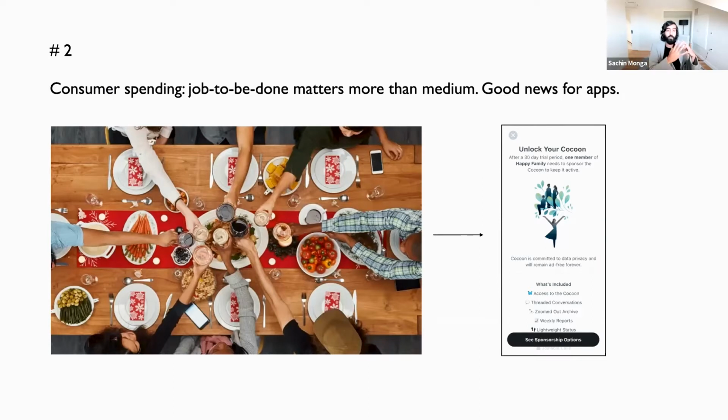But if people start to think about the physical world and the digital world as sort of fungible, then I think we'll reorient around the jobs to be done and what am I hoping to get with this investment? And I think that's really good news for consumer subscriptions and good news for apps in general.